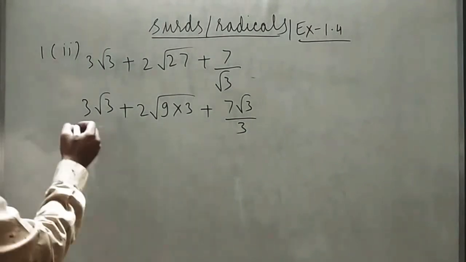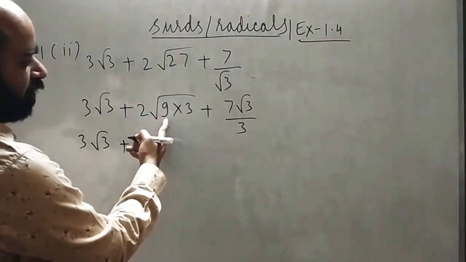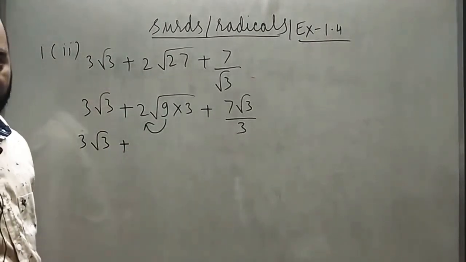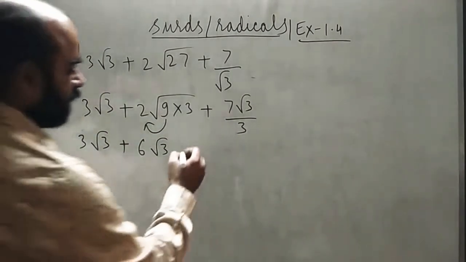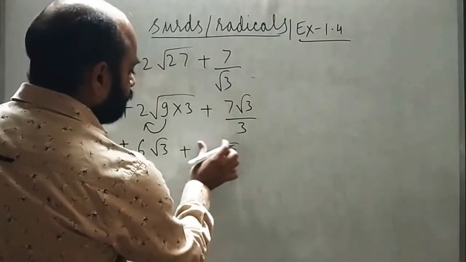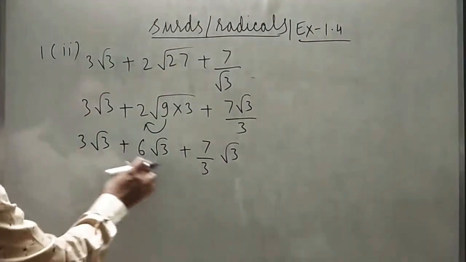Clear? Now 3 root 3 plus square root of 9 is 3. It means when you will take 9 outside, that will become 3. So 3 into 2, 6. What is left? Square root 3. Here also what is left? 7 by 3 is square root 3. Clear? Now root 3 common everywhere.